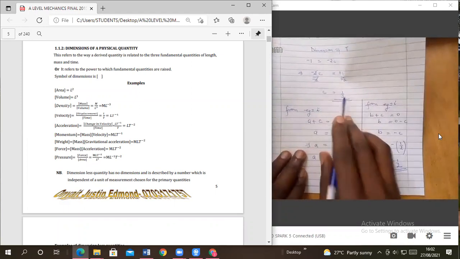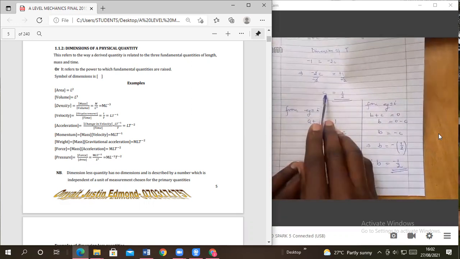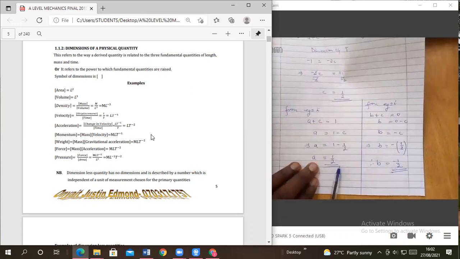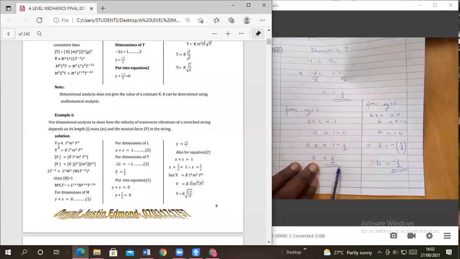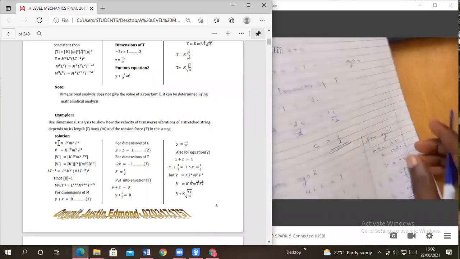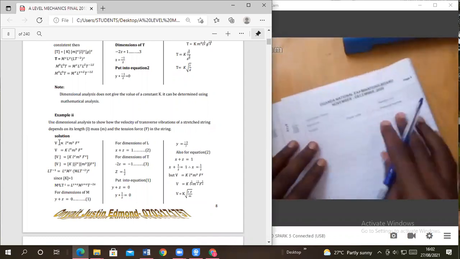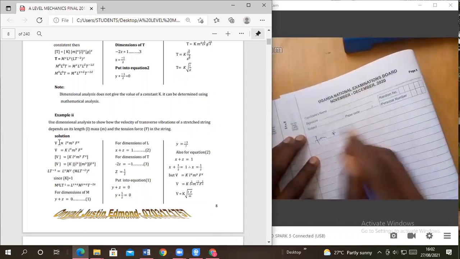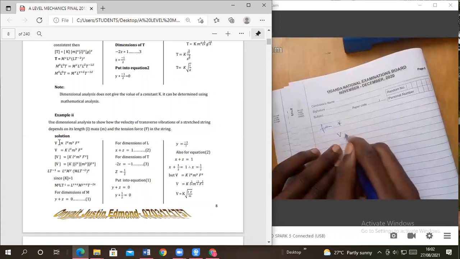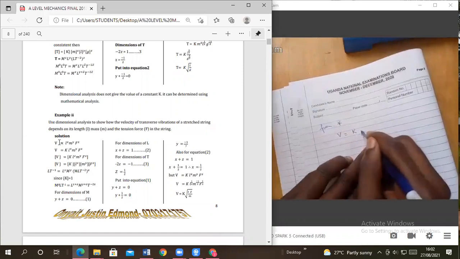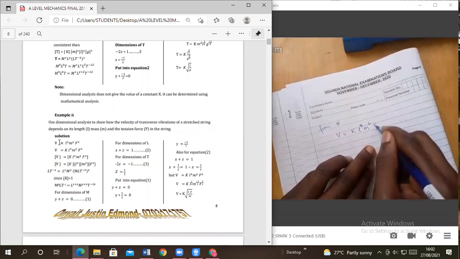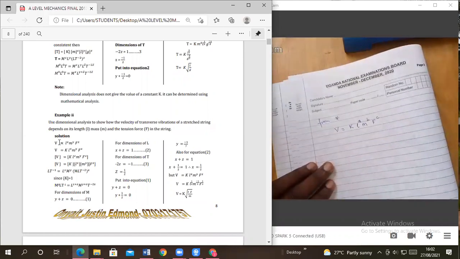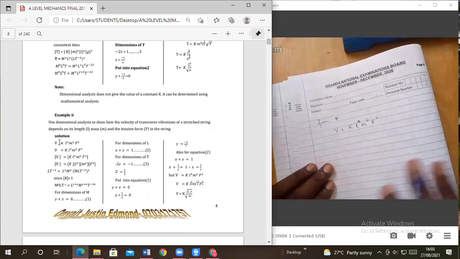So we have got a, b, and c. Now we come back to our equation from the star, where we said V is equal to K, L to the power a, M to the power b, then F to the power c. Do you remember that?